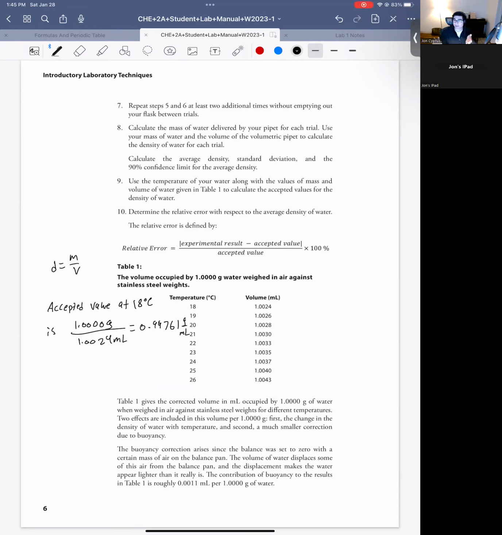So you're going to do this for whatever your temperature of your water was. If it was 19, do the same thing. It's just the volume changes. For 19, you're doing 1.0026, so on and so forth.